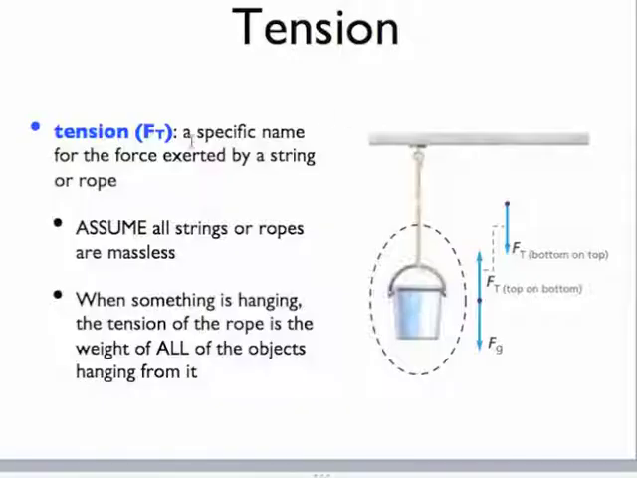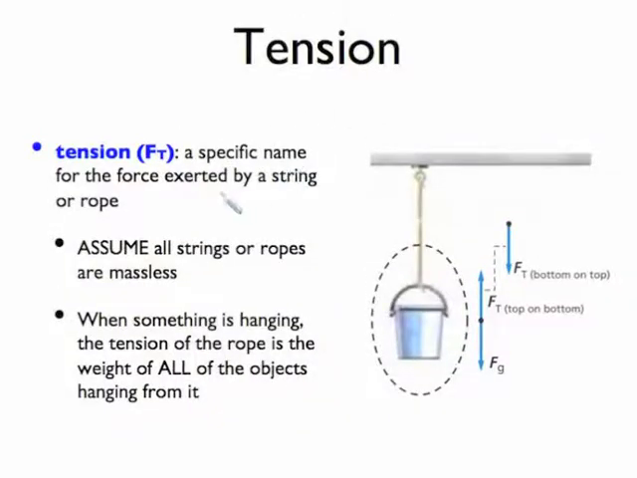The tension force is a specific name that we give to a force that is exerted by a string or a rope. When we do formulas, we assume that all strings and ropes are massless. Usually their mass is so light compared to anything else that we're talking about that their mass is inconsequential anyway.